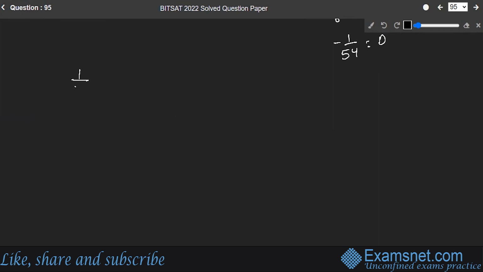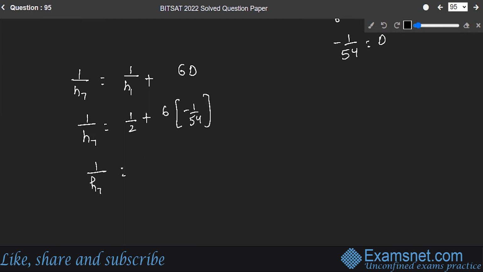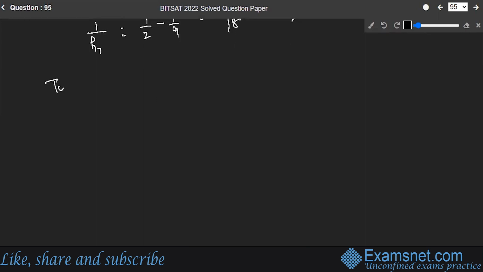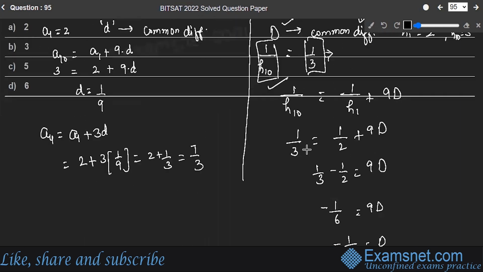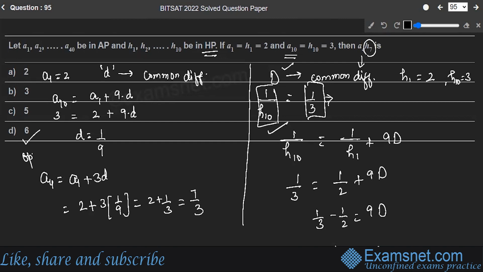And now you have to find out H7 for this. So you have 1 upon h7. This will be given by 1 upon h1 plus 6 into capital D. So 1 upon h7 is equal to 1 by 2, and 6 into minus 1 by 54. 1 by h7 is equal to 1 by 2 minus 1 by 9. On solving, this will give you 7 by 18, or h7 will be equal to 18 upon 7. Now you have to find out a4 into h7. a4 was equal to 7 upon 3 and h7 is equal to this. This makes 6 as your answer. So that gives you option D as the right answer.